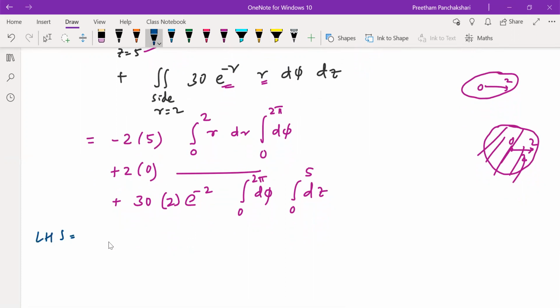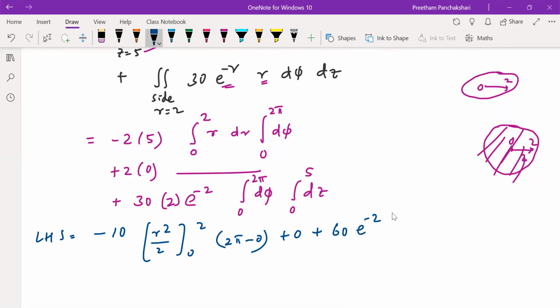Okay. So now it is minus 10. Integration of r is r square by 2, 0 to 2, the limits. This is 2 pi minus 0. Second term is completely 0. Third one is 60 e power minus 2. Integration of d phi is, upper limit minus lower limit, 2 pi minus 0. And this is also z, 5 minus 0.